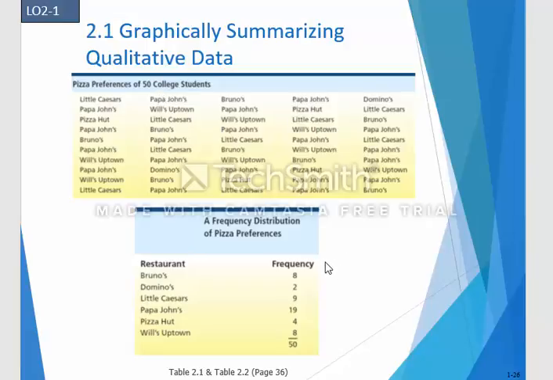So this frequency table shows how many Brunos do we have? How many Domino's do we have? How many Little Caesars do we have? That's that. This is how we'll categorize our qualitative data. That's pretty self-explanatory. So we should find eight Brunos in this list, 2 Domino's, 19 Papa John's, and so on and so forth.